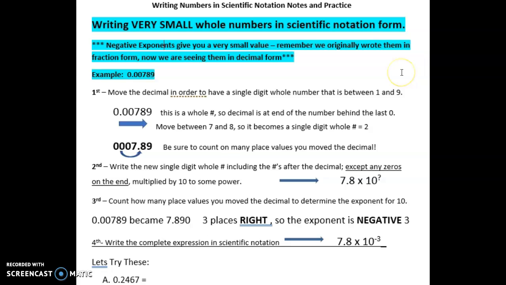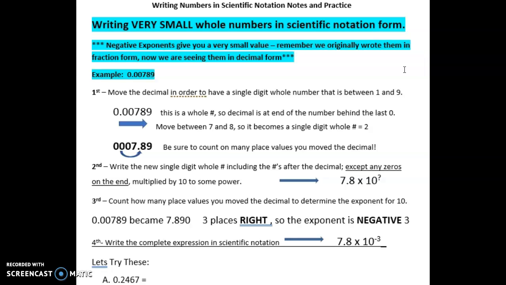Just like scientific notation can be used to write very large numbers, we can use scientific notation to write very small numbers. So remember when we did negative exponents? Negative exponents give you a very small value in between 0 and 1. We were using negative exponents written in a fraction form. But now you're going to see those very small values written in a decimal form. So keep in mind that very small numbers still require negative exponents, but now we're just going to see the number in decimal form.